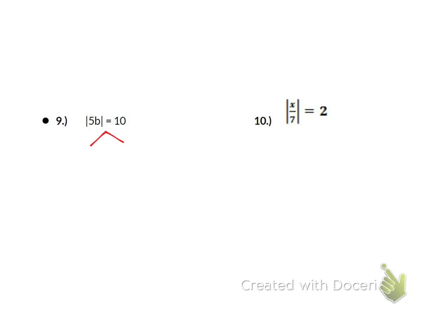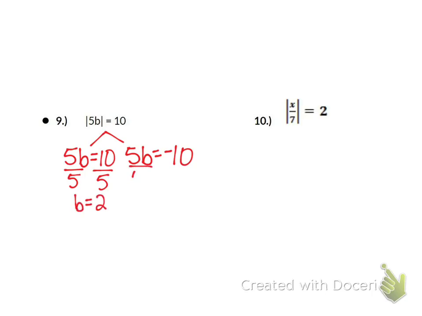When I split it up, one of my equations will be 5b equals 10, and then 5b equals negative 10. And then to solve both of these, I need to do what? Divide. To undo multiplication, we use division. So we are dividing both sides by 5. That gives me b equals 2. And on the other one, when I divide by 5, I get b equals -2.